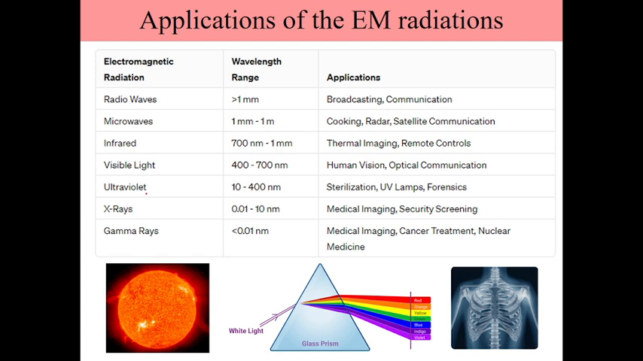So then comes in ultraviolet light. Ultraviolet radiations range from 10 to 400 nanometer. This is used in sterilization, because ultraviolet light is fatal for organisms, and therefore it is used for sterilization, which is cleaning of utensils and then cleaning of surgical instruments, lab instruments, because this actually kills the microorganisms. So UV lamps and forensics.